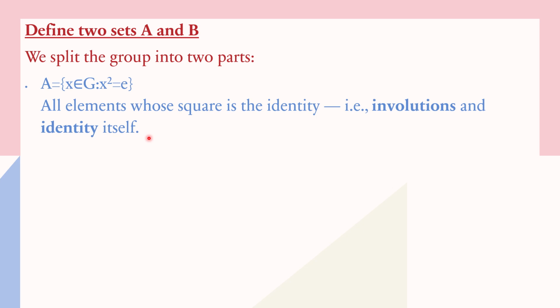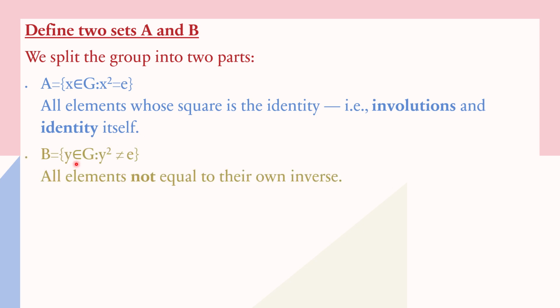Now what are the parts of B? Y is element of G such that Y square is not equal to E. Therefore, if they are not equal to E, means these are not involutions. So all those elements that are not equal to their own inverse, no involutions, are part of B. All the rest of the elements are part of B. Okay, so what we are doing is we have a group G, we split it into two parts, A and B. A is only involutions and identity, and B is all those elements other than involutions.